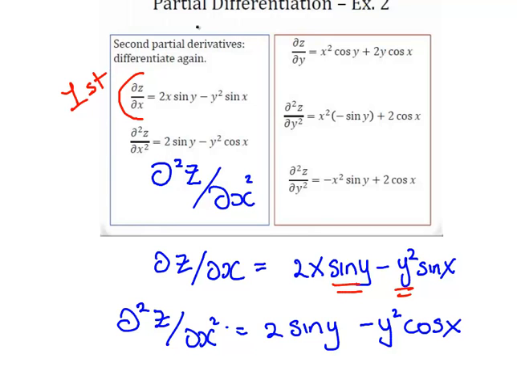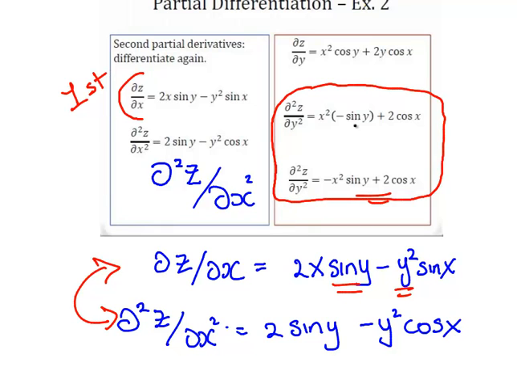Likewise, over here, the same thing happens. The second order partial derivative of z with respect to y, or squiggly d squared over squiggly dy squared, is minus y squared sine y plus 2 cos y. That's done the same way. It's just a repetition of this here. Okay, so those are the two main second partial derivatives here.